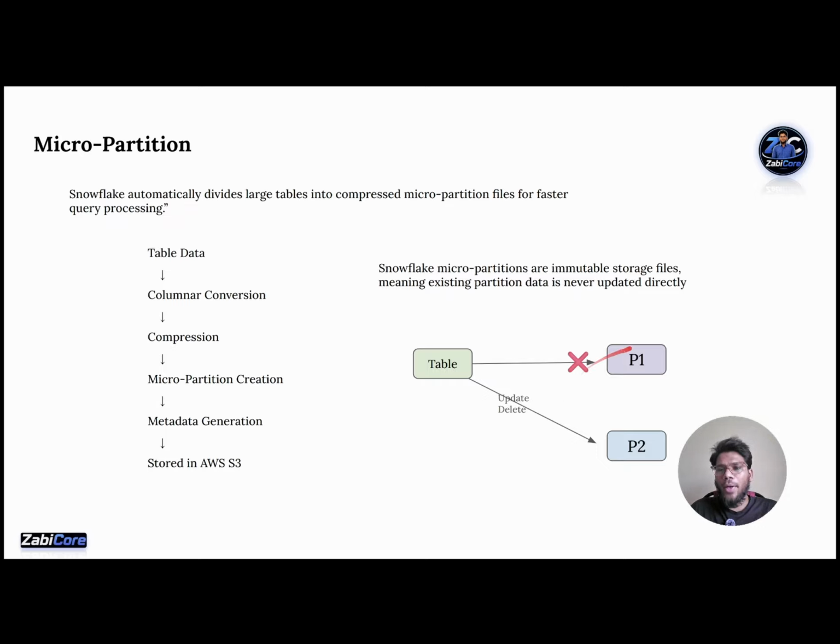So what happened to this P1 partition? Here Snowflake uses the time travel concept. Whenever you want to go back and see what the data was, it will refer to this P1 partition, correct? I'll do a separate video on how time travel works in Snowflake. I hope you understand, right? Like this, columnar storage, compression and micro partition.